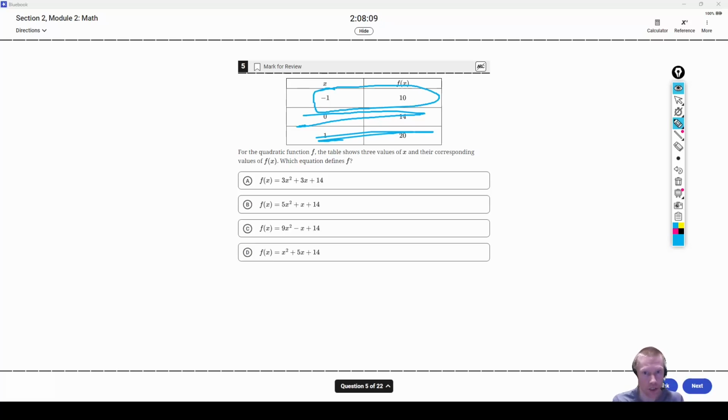You technically would have to use this point right here to differentiate between the answer choices. So, for example, if you plug it into D, negative 1 squared plus 5 times negative 1 plus 14.